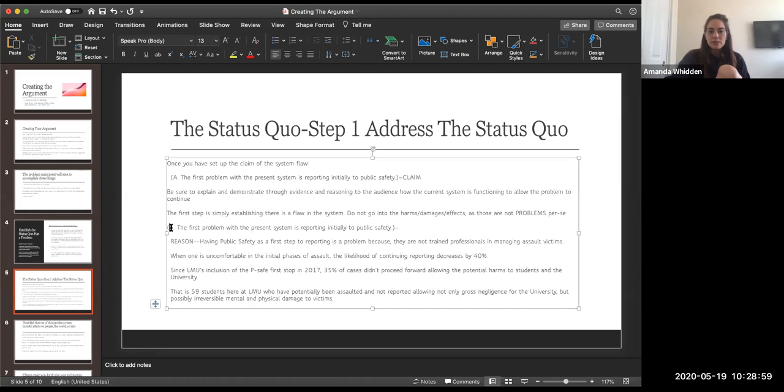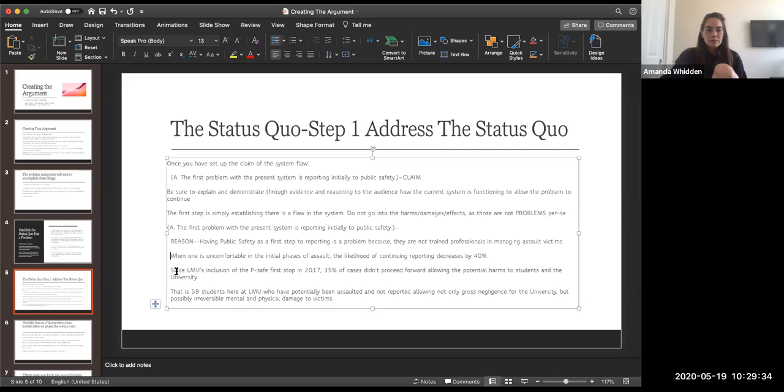And so what I've done here is I've said, having public safety as a first step to reporting is a problem because they are not trained professionals in managing assault victims. I then go on to make the claim: when one is uncomfortable in the initial phases of assault, the likelihood of continuing reporting decreases by 40%.